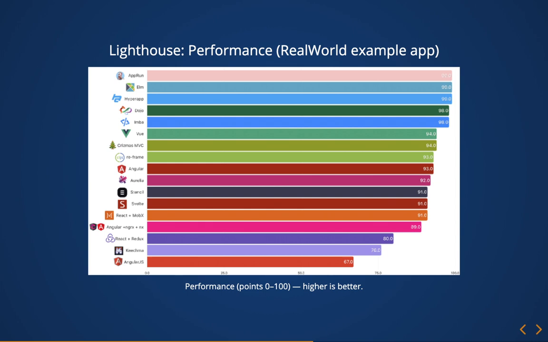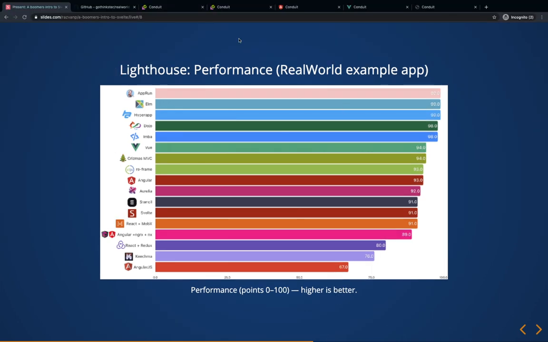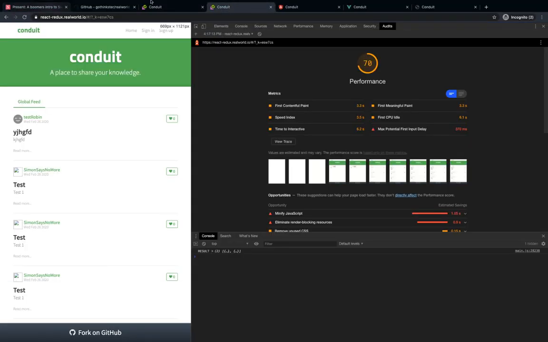And well, I couldn't find any additional information related to how these tests were performed, or on what settings, on what machines, on what builds, or whatever. And let's just look at it right now. So this is the Conduit app built using React Redux, and I went ahead and ran Lighthouse on my machine on React, Angular, Vue, and Svelte.